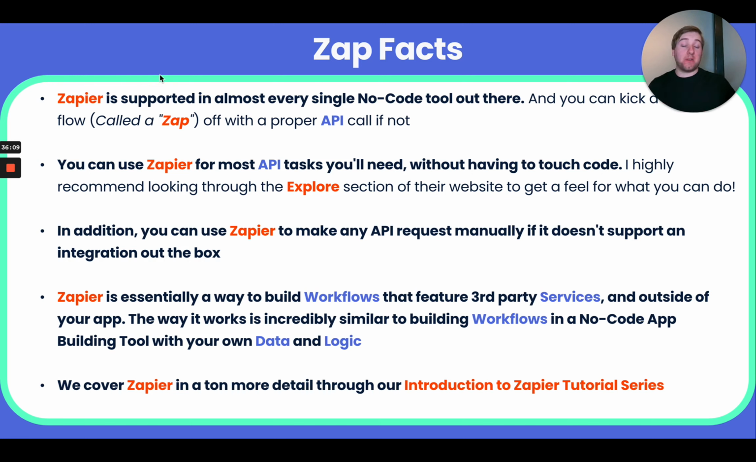You can also use Zapier for the same reason for most API tasks that you'll need without ever having to touch code. Because you've got that manual API tool built into Zapier, you can use Zapier itself for creating API calls and essentially working with any API you like. But it also has every kind of reputable API built in, so you're very unlikely again to come across a situation where there's a popular API you want to use that isn't available in Zapier. With more niche partners and smaller companies, absolutely you might find that.